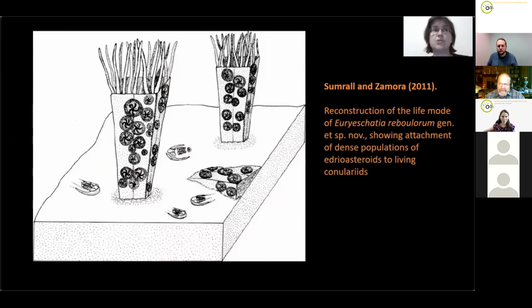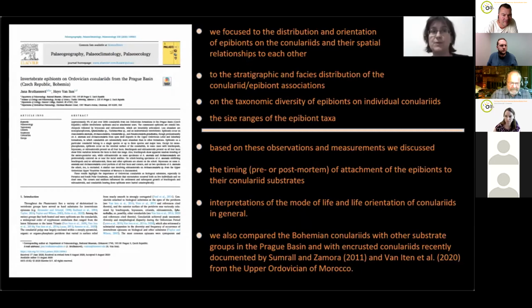As I told, our research focused on diverse epizoic organisms which used conularids as host substrates during the Ordovician. We did the first comprehensive survey of epibionts on Ordovician conularids from the Prague Basin and identified and enumerated the epibiont taxa and their conularid substrates. We focused on the distribution and orientation of epibionts on the conularids and their spatial relationship to each other, the stratigraphic and facial distribution of the conularid epibiont associations, the taxonomic diversity of epibionts on individual conularids, and the size ranges of the epibiont taxa.